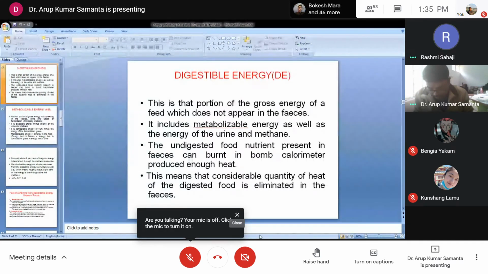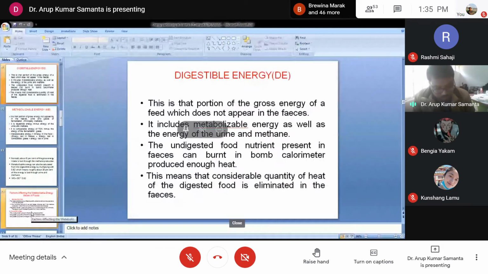Yes, sir. Okay, I was talking about the digestible energy. Whenever there is some problem, you should inform me through WhatsApp also, whether you are watching or checking that particular site or not. Okay, so this is the portion of the gross energy of a feed which does not appear in the feces. That means the total gross energy minus the fecal energy losses, that is the digestible energy.